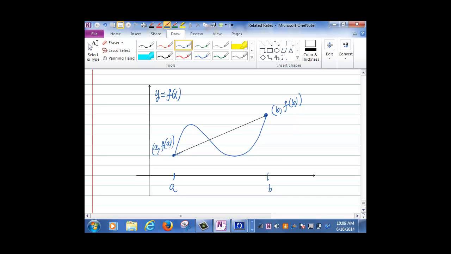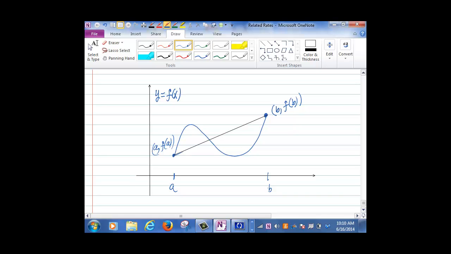I don't have a corner point here. And so what is the average rate of change of f? What's the average rate for f? The average rate is basically f of b minus f of a over b minus a. What's another name for that? No, I'm just talking about f of b minus f of a over b minus a. What else do we call that? The slope of this line, right?